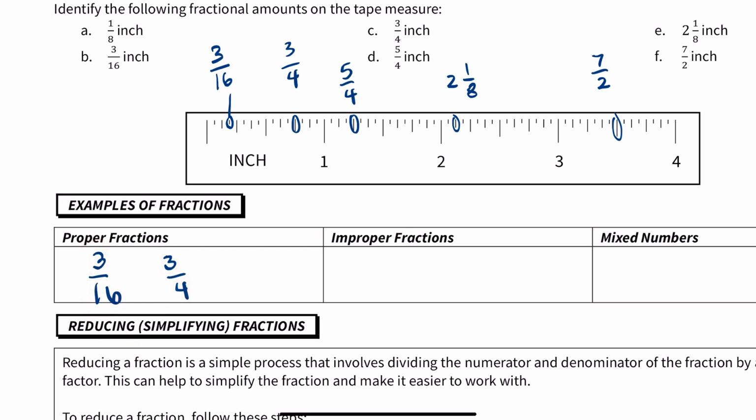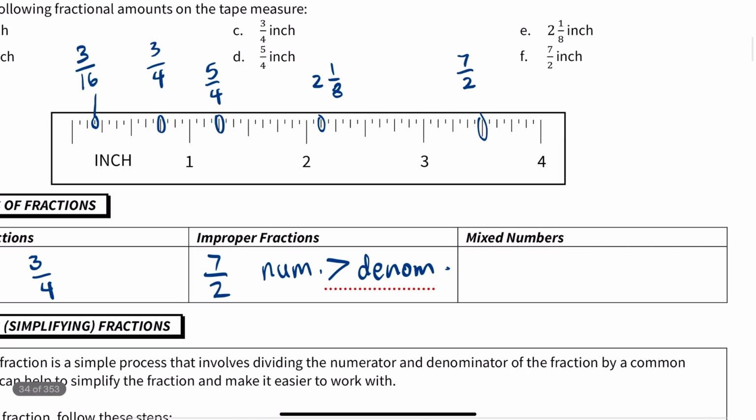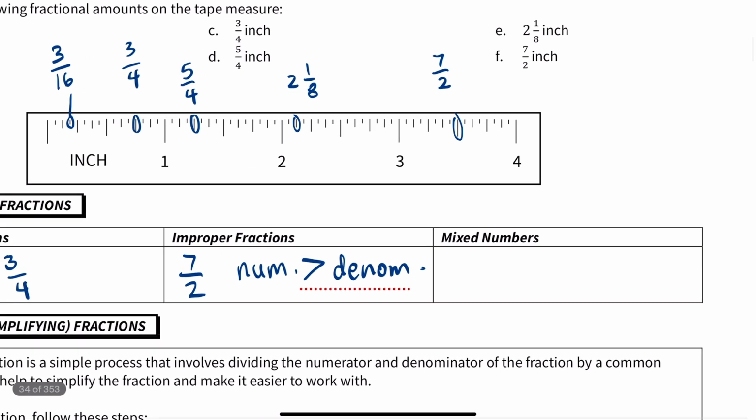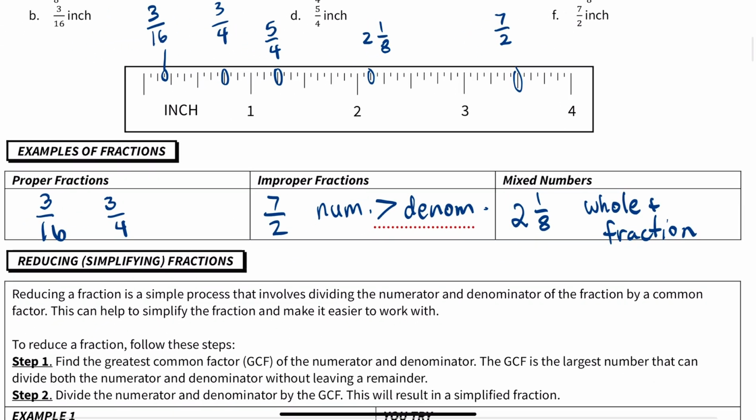Now we can have fractions where the numerator is greater than the denominator, and these would be improper fractions, such as 7/2. So this is where the numerator is greater than the denominator. And then you can have mixed numbers, such as 2 and 1/8, right? So you have a whole part, which is the 2, plus the fraction part, which is the 1/8.